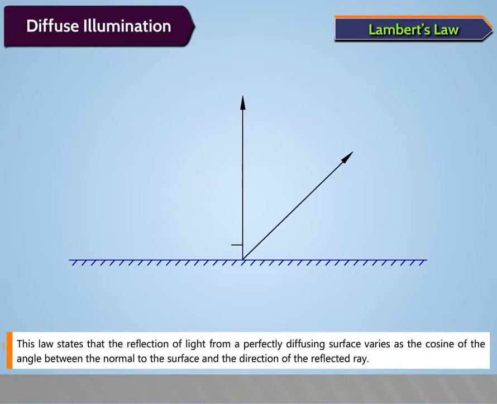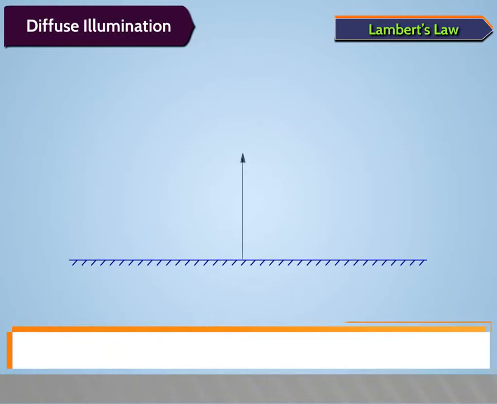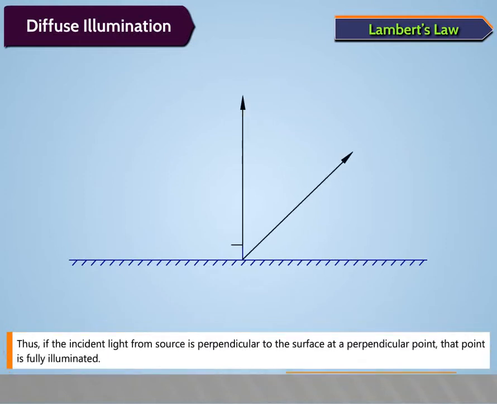This law states that the reflection of light from a perfectly diffusing surface varies as the cosine of the angle between the normal to the surface and the direction of the reflected ray. Thus, if the incident light from the source is perpendicular to the surface at a particular point, that point is fully illuminated.